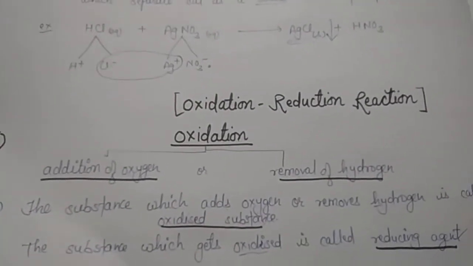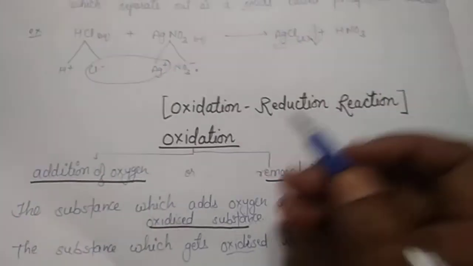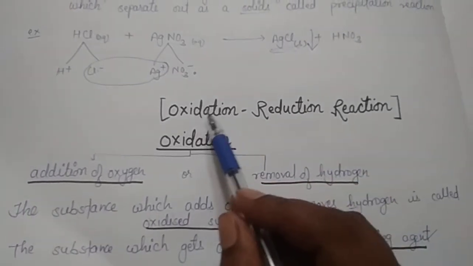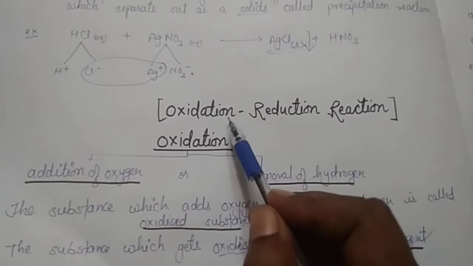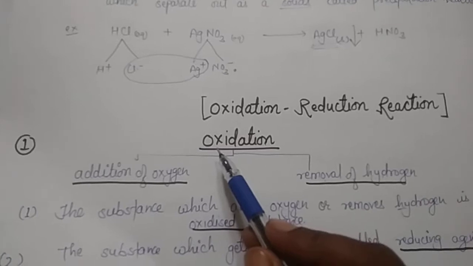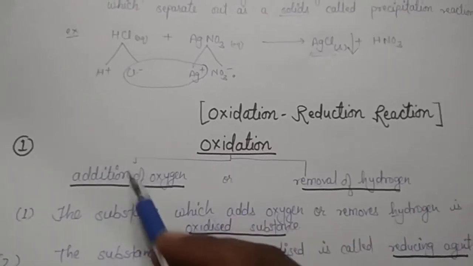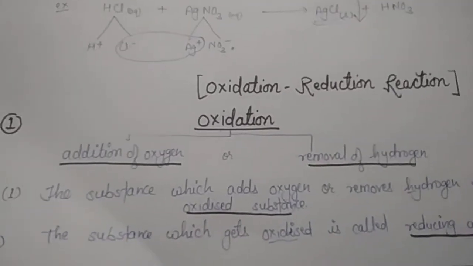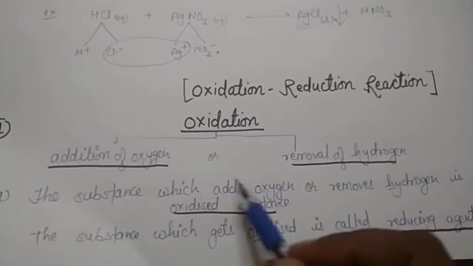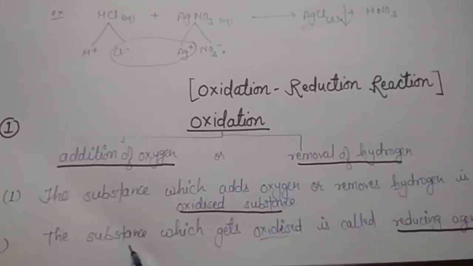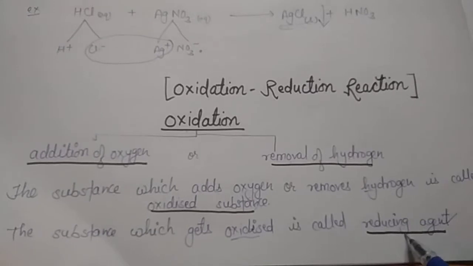Clear, children? Now our next topic is oxidation reduction reactions. Children, first of all we have to read those reactions in which oxidation and reduction take place; that will be a redox reaction. Clear, children? So first of all we have to know what the conditions for oxidation are. There are two conditions: addition of oxygen or removal of hydrogen. Clear, children? Those substances which add oxygen or remove hydrogen get oxidized, and those substances which get reduced will be the reducing agent.